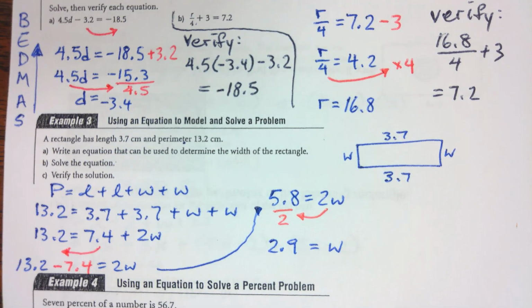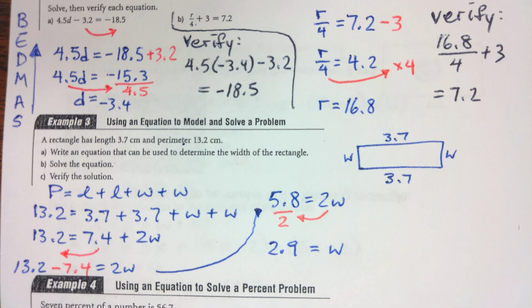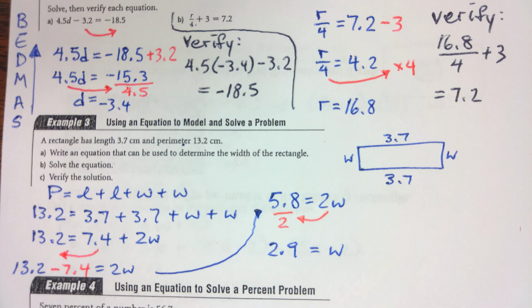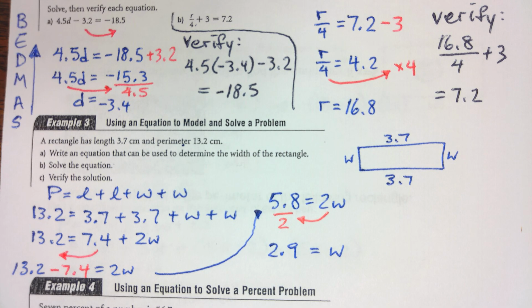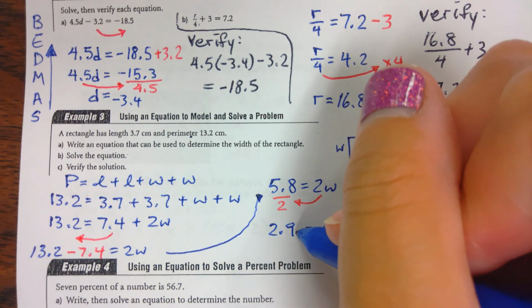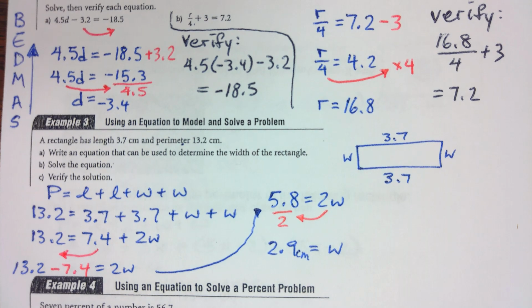Okay, now since this is a word problem, is this a good final answer? Sorry? Therefore statement. I'm not so big on therefore statements, but I'm big on something else. Units. What's my unit here? Centimeter, because it's a length, right? My width is 2.9 centimeters.